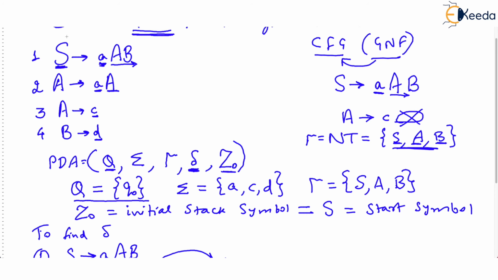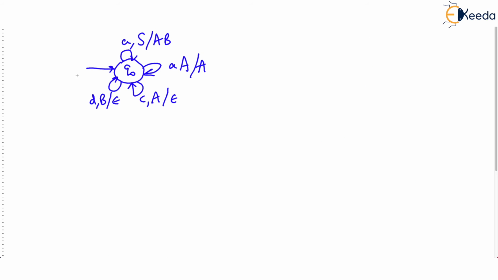Take some small string, rather the smallest string generated by this GNF. You might have found out the smallest string generated by this GNF is acd. Yeah, acd, because S generates aAB, then A can generate c directly. Just see the third production. A can generate c and B can generate d. So acd is the smallest string. Now let's give acd as the input to this PDA.